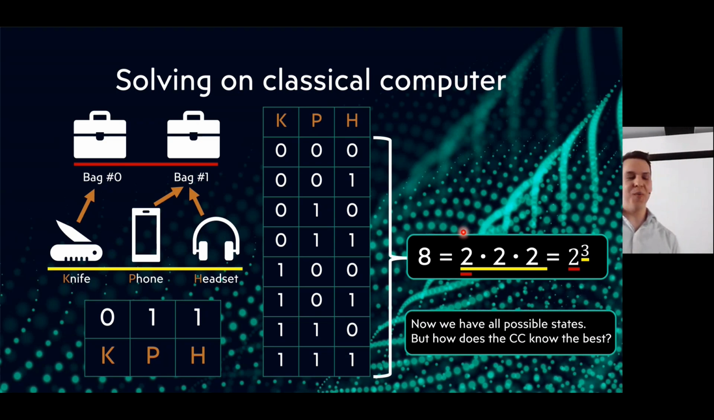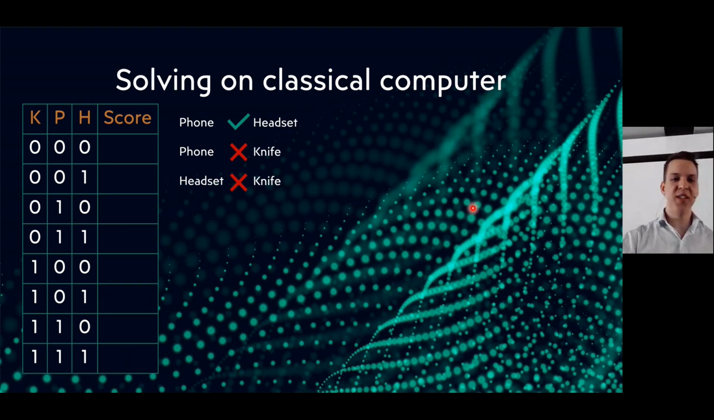So, but the problem is, we know it. How does the classical computer know it? So we need to apply a score. We need to tell the computer what is the best solution, and that's how we do a score.